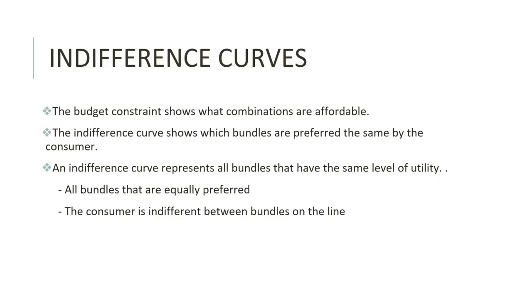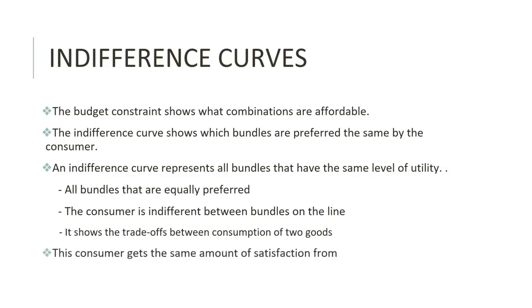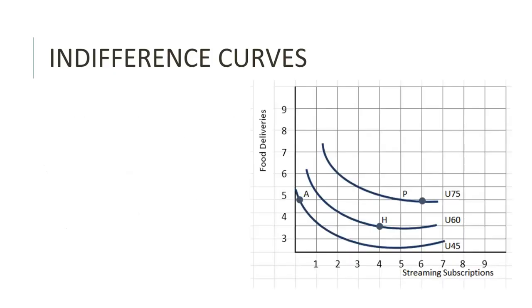They're going to be just as happy with point A as they are with point B. And then we're going to use the budget constraint in a minute with income and prices to figure out which ones are affordable. So maybe I like 2 movies and 2 popcorns the same as I like 3 movies and 2 popcorns. But maybe I can't afford 3 movies and 2 popcorns, so I'm going to get the other one. And I'll show you how that works in just a second. Indifference curves show the trade-offs between the consumption of 2 goods and bundles that the consumer gets the same amount of happiness from. All right, so let's look at an example.